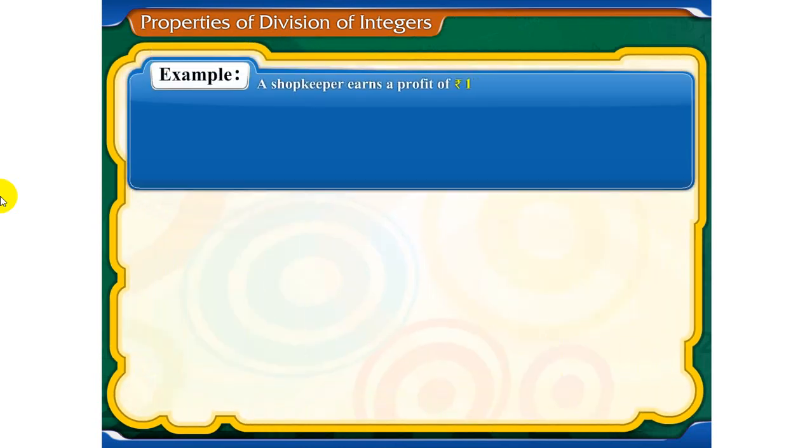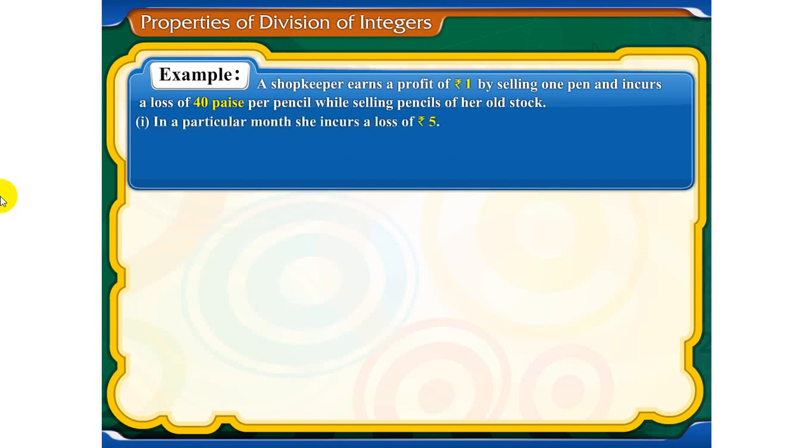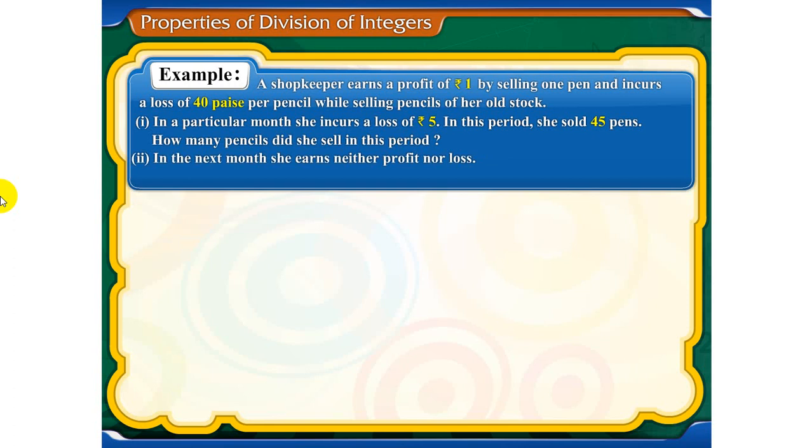Example. A shopkeeper earns a profit of 1 rupee by selling 1 pen and incurs a loss of 40 paisa per pencil while selling pencils of her old stock. 1. In a particular month, she incurs a loss of 5 rupees. In this period, she sold 45 pens. How many pencils did she sell in this period? 2. In the next month, she earns neither profit nor loss. If she sold 70 pens, how many pencils did she sell?